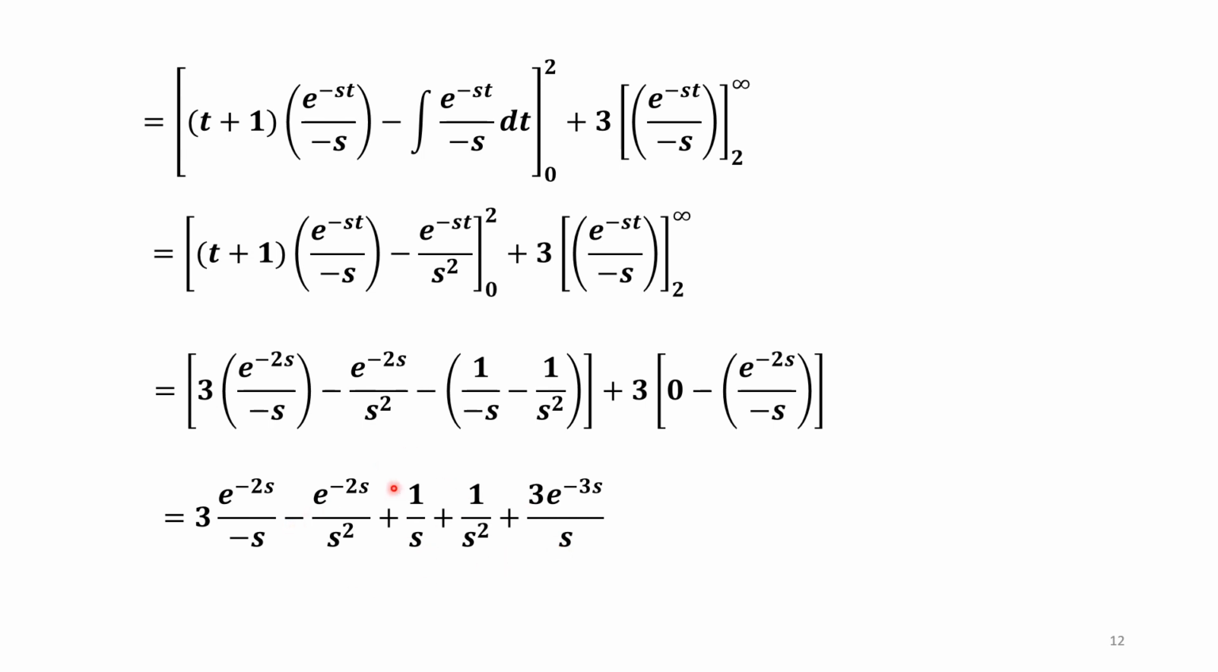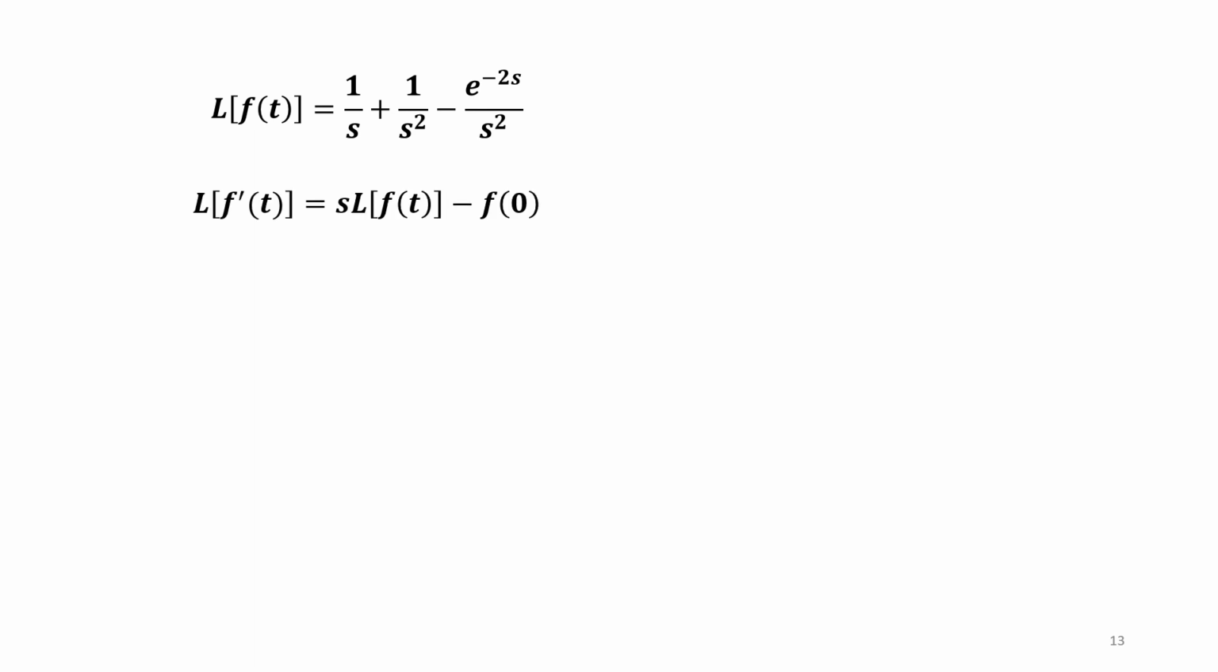The remaining will be 1 by s square and minus e raised to minus 2s upon s square. This is L of f of t. Now we have to calculate L of f dash of t. Already L of f of t is known to us, substituting it over here.